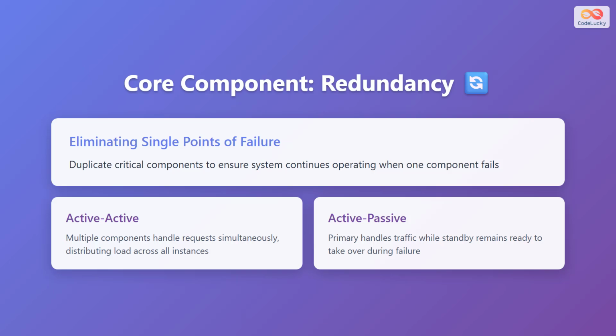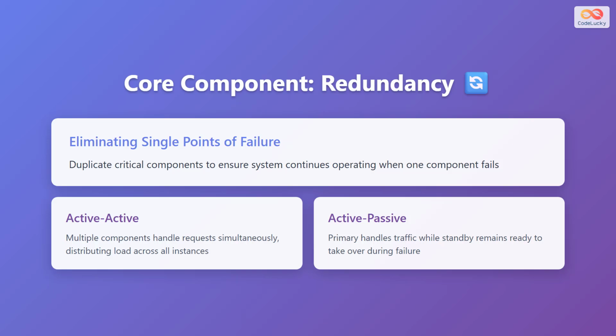Redundancy is the foundation of high availability, focusing on eliminating single points of failure. The concept is simple: duplicate critical components so that when one fails, the system continues operating. There are two primary redundancy models. Active-active redundancy means multiple components handle requests simultaneously, distributing the load across all instances. This approach maximizes resource utilization and provides better performance.